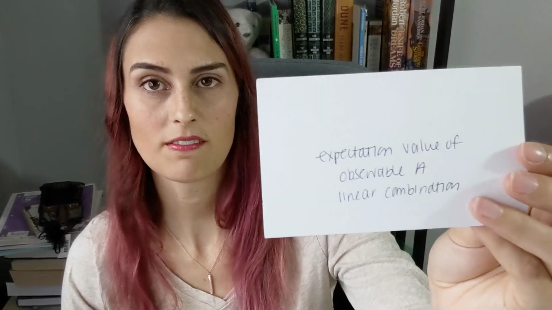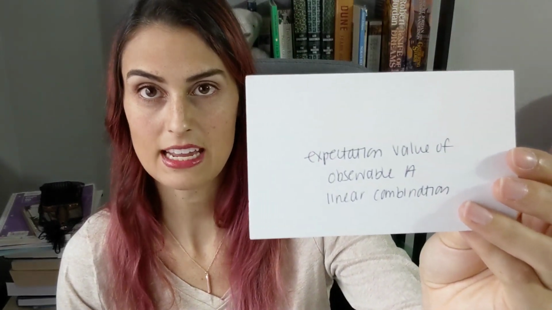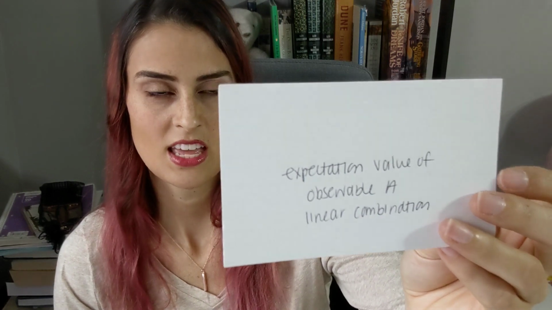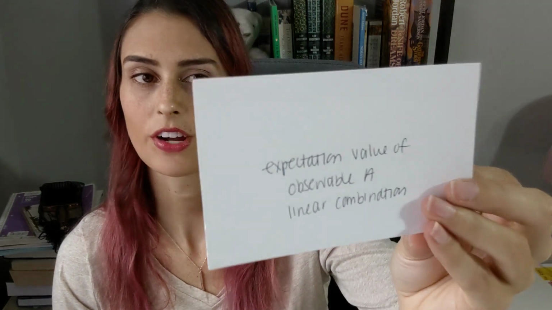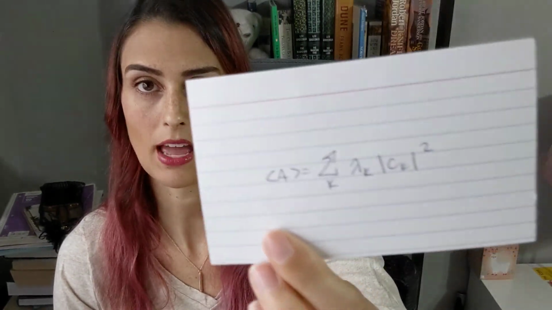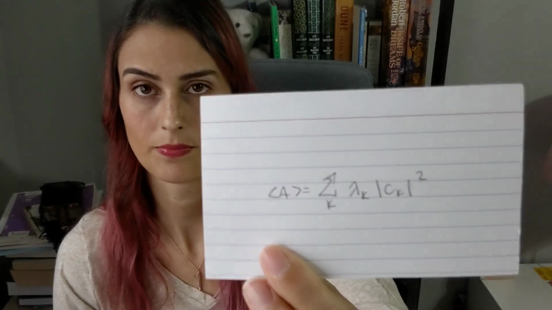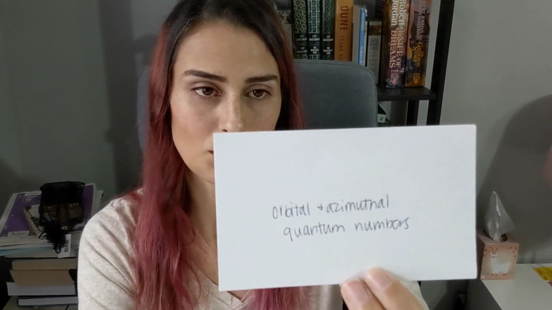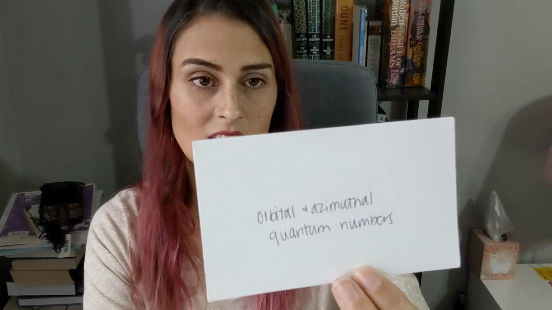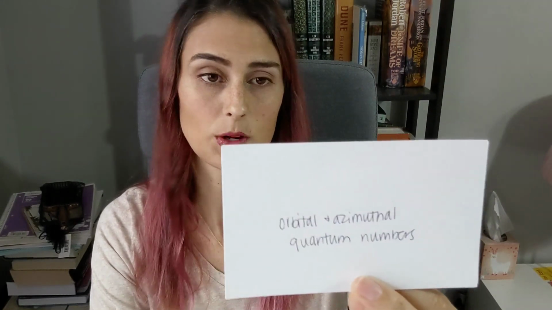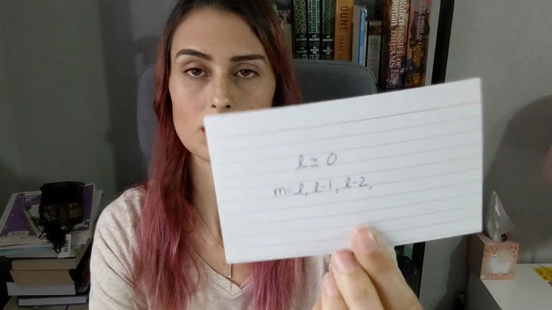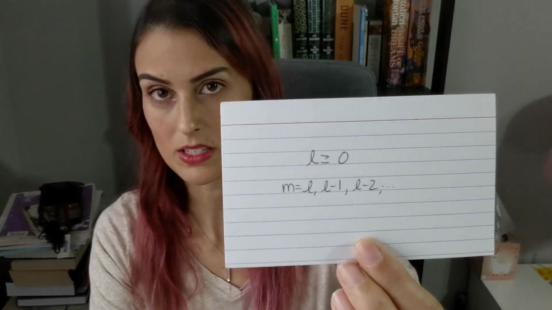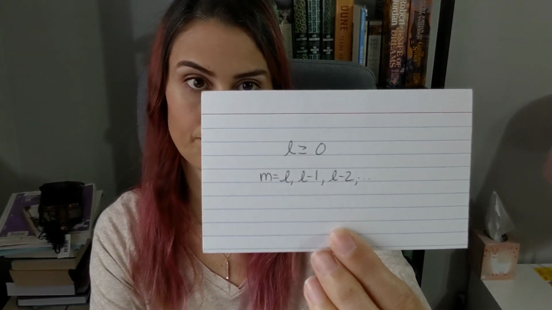The expectation value of operator A in a linear combination is equal to the sum over k of lambda sub k times the absolute value of c sub k squared. The orbital and azimuthal quantum numbers: l must be greater than or equal to 0, and then m is equal to l, l minus 1, l minus 2, etc.